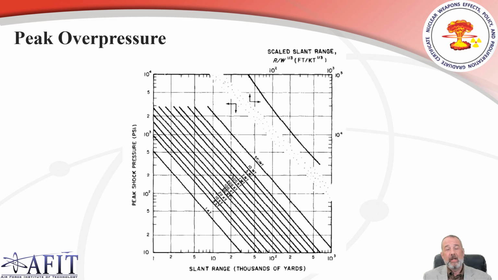This is out of Glasstone and Dolan, and this is basically giving the same thing, but a bit more comprehensive with the yields of the weapons. We have 1 kiloton, 5, 10, 20, so on, all the way up to 50 megatons. We have a scaled slant range thing here in the corner. Don't worry about that. You won't be needing it. You'll just be reading off here. So slant range to find out, for a particular weapon yield, what is the peak shock pressure.